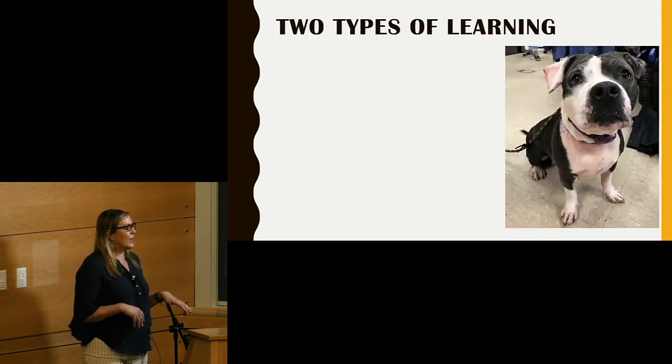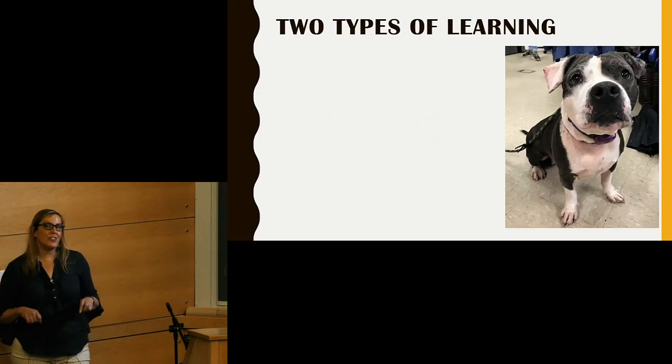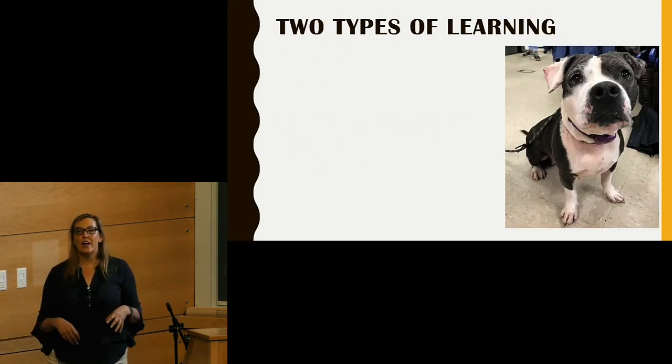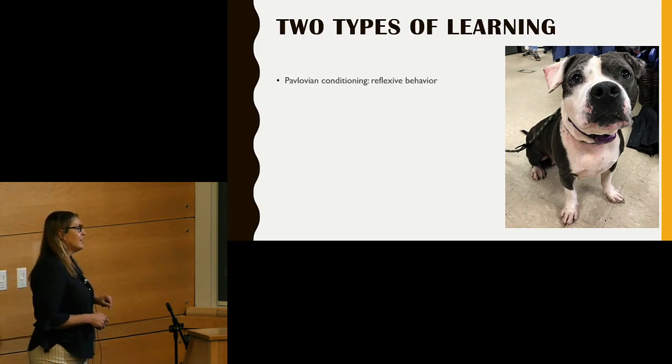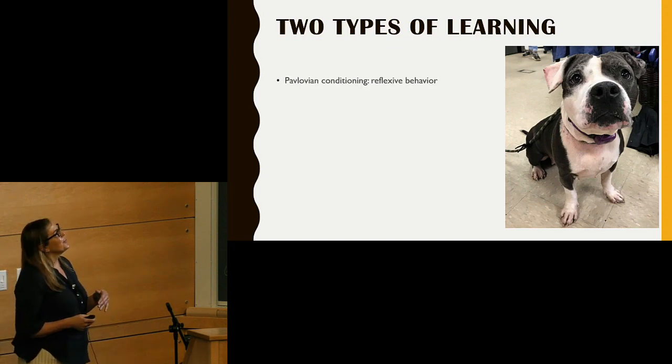So I'm going to take a quick step back, and we're going to go through our two types of learning, because this is what controls how I interact with animals and the choices that I make. And you have probably heard some of these before, but we'll make sure everybody's on the same page.